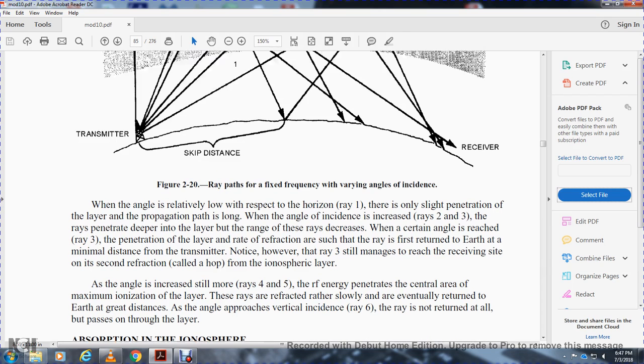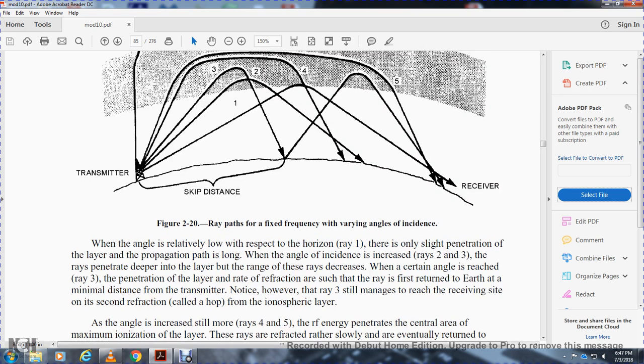When the angle is relatively low with respect to the horizon, as with ray 1, the penetration of the layer increases. For rays 2 and 3, the rays penetrate deeper into the layer. With the decrease of the angle, ray 3 is refracted by the layer and returns to Earth at the minimal distance from the transmitter. Notice, however, that ray 3 still manages to reach the receiving side on the second refraction, called a hop of the ionosphere.